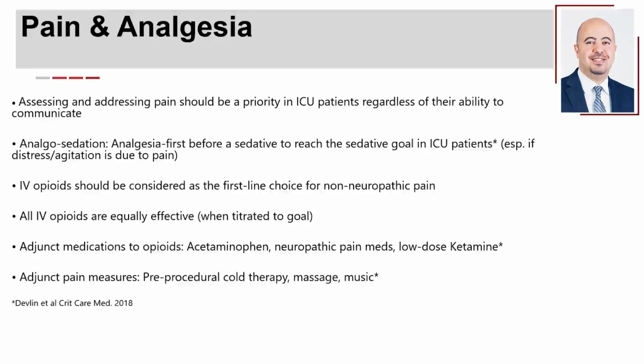In general, IV opioids are the first line choice for non-neuropathic pain in the ICU. Doesn't matter. All IV opioids can be equally effective إذا عملنا titration. Second choice, we have some second line to use for pain, not as effective, but still can be used, like acetaminophen or paracetamol. Neuropathic pain medications like gabapentin. Sometimes low-dose ketamine. It's really rare to be used.